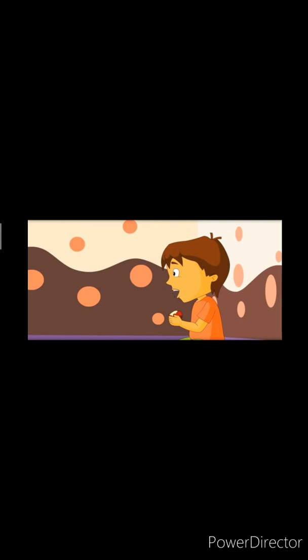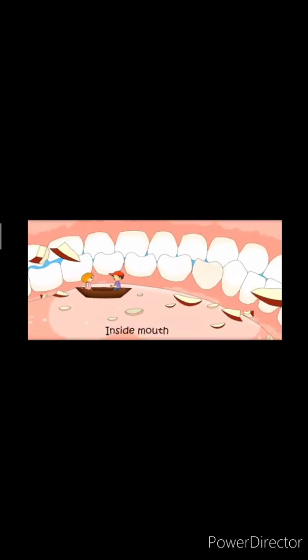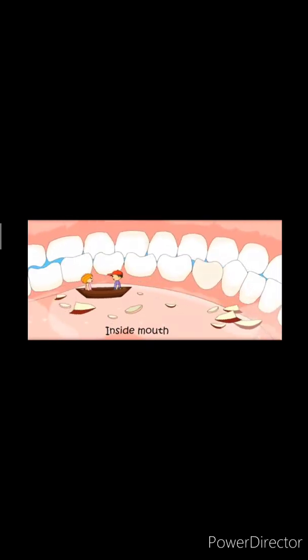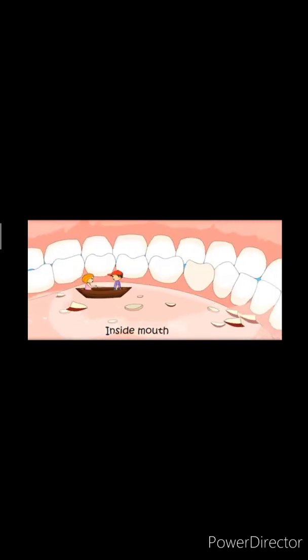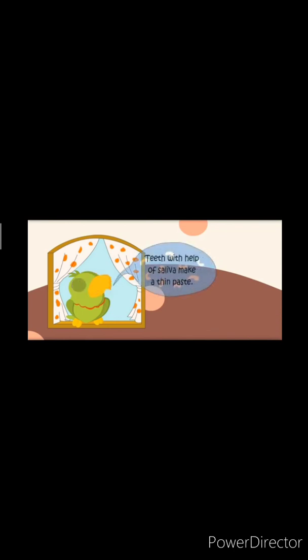Wow, they become so small so that they can enter this boy's body with the apple he is eating, and we'll see how digestion takes place. See, the teeth are making the apple into smaller pieces and also grinding it. Here saliva gets added to this food and the food becomes a thin paste. Teeth with the help of saliva make the food into a thin paste.